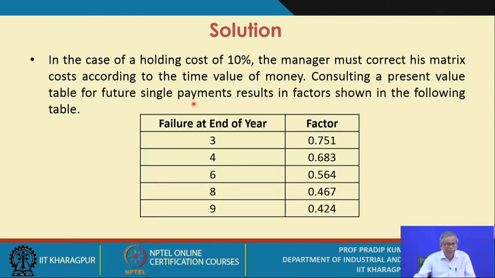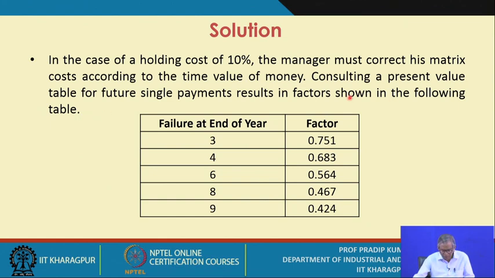Okay. So, now the second part of this numerical problem is related to the holding cost assumed to be 10%. Okay. So, in case of a holding cost of 10%, the manager must correct his cost matrix according to the time value of money. So, consulting a present value table for future single payments results in factors shown in the following table.